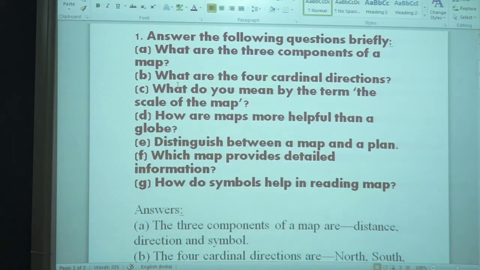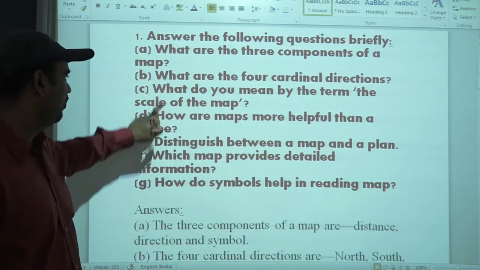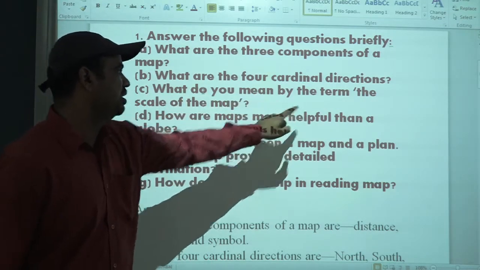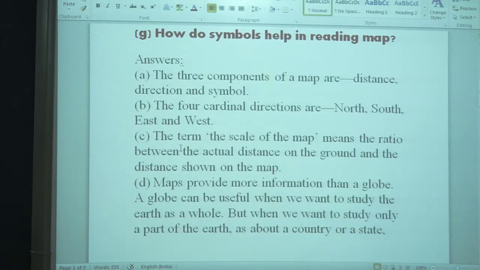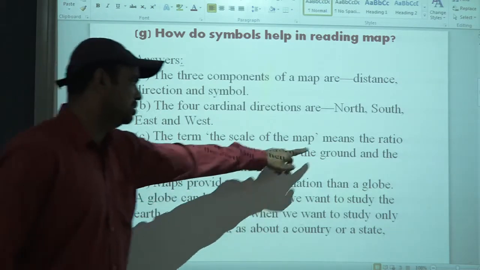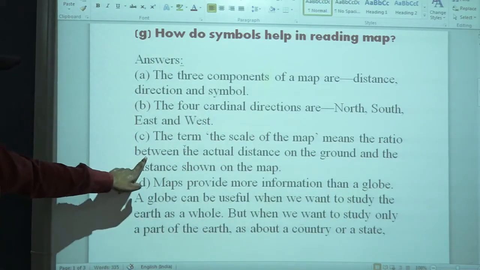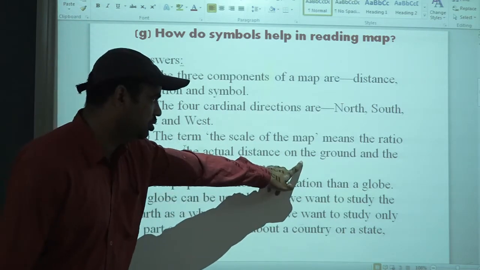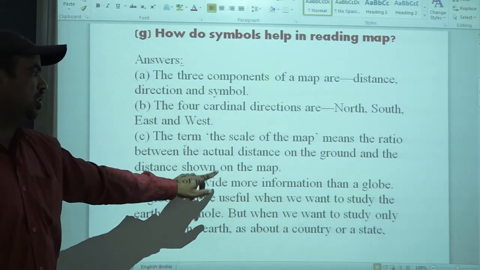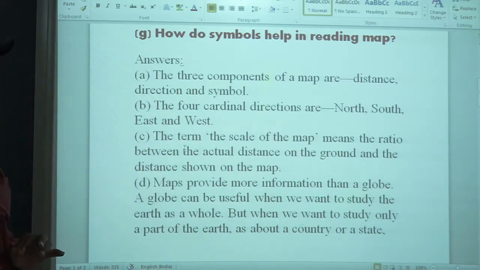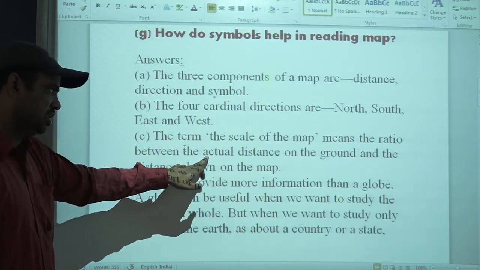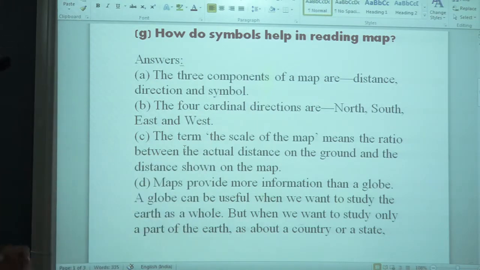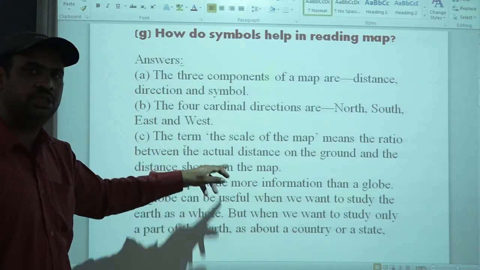Question number 1C. What do you mean by the term the scale of the map? The answer is, the scale of a map means the ratio between the actual distance on the ground and the distance shown on the map. Actual distance means the actual distance between the 2 places.